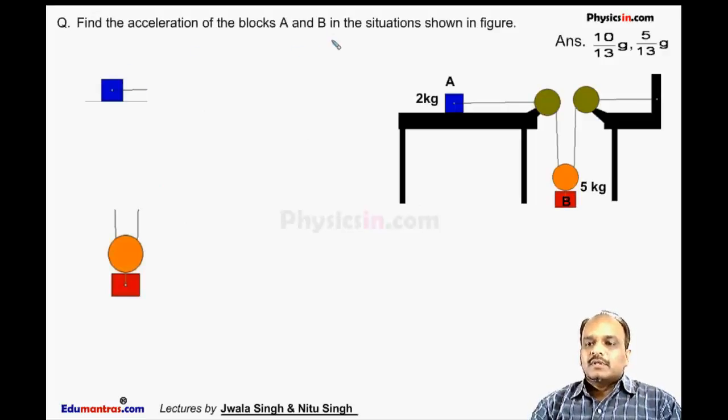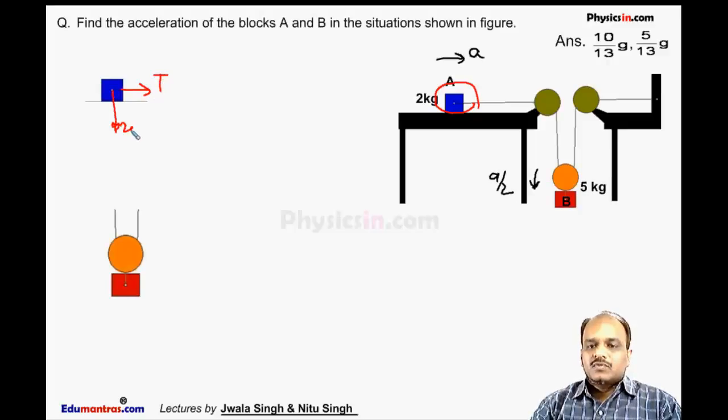Find the acceleration of block A and B in the situation shown in the figure. Since the surface is smooth, let the acceleration of block A be A. Then the acceleration of block B is A by 2, as we have seen in our constraint relation. So I will draw the free body diagram of block A. This force is T. The weight is acting downward, it is 20. The normal reaction is acting upward, and since the vertical force is balanced, N must be equal to 20, and the horizontal force is T, which is equal to 2 into A. This is our first equation.